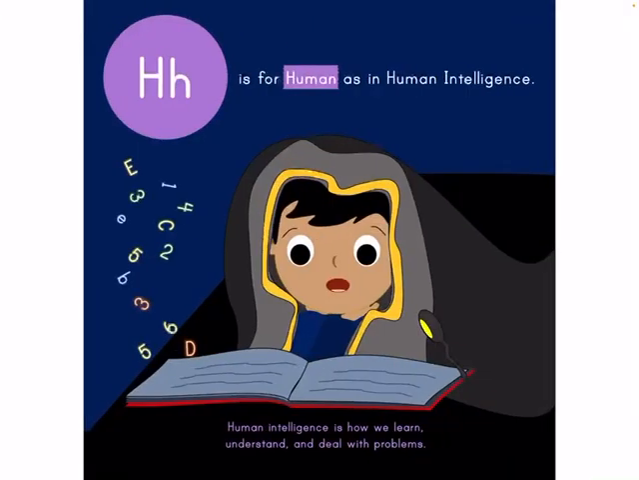Okay. H is for human, as in human intelligence. Human intelligence is how we learn, understand, and deal with problems. Can you give me an example of human intelligence? Like reading numbers. Yes, reading numbers is a great example. Any other example? Playing activity books. Maths. Yes, doing maths is a great example of human intelligence.